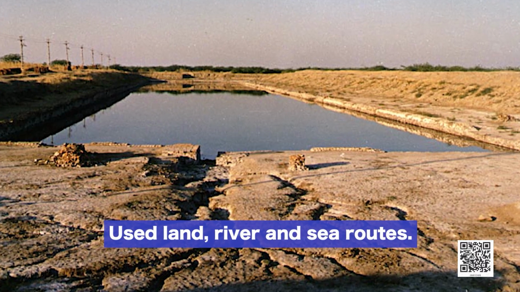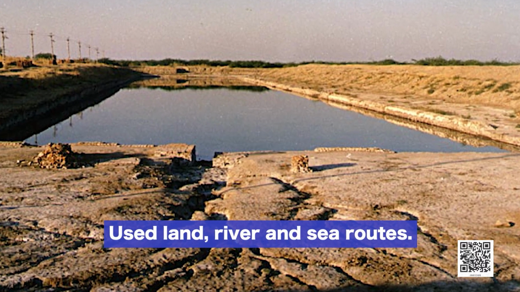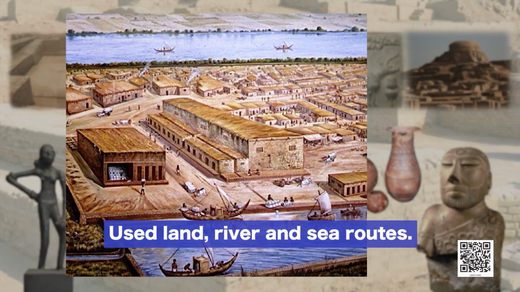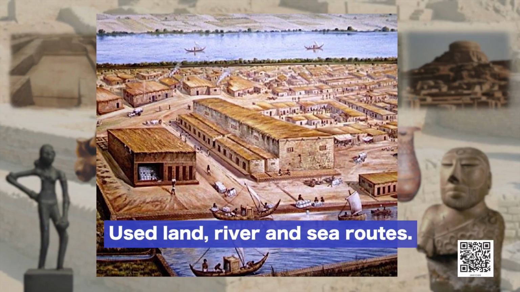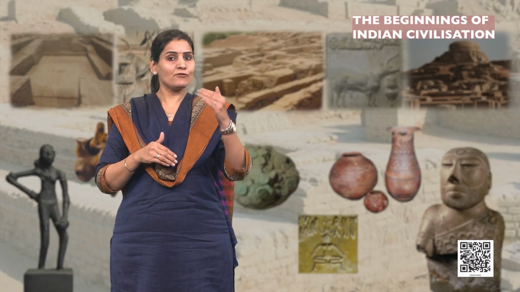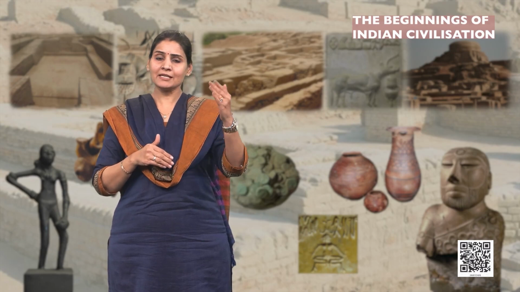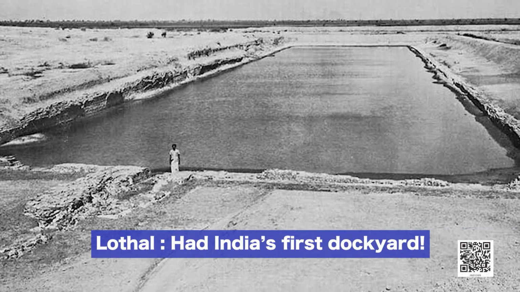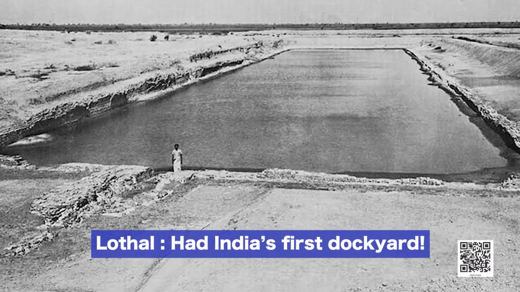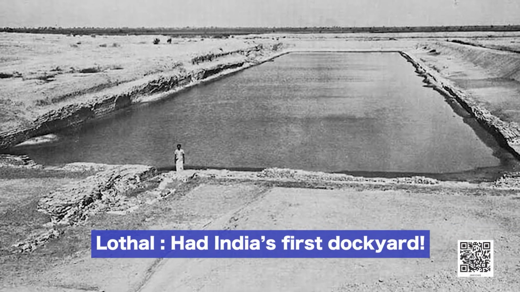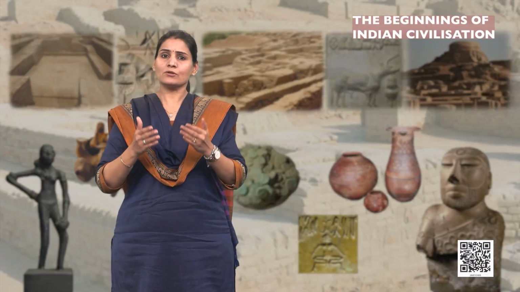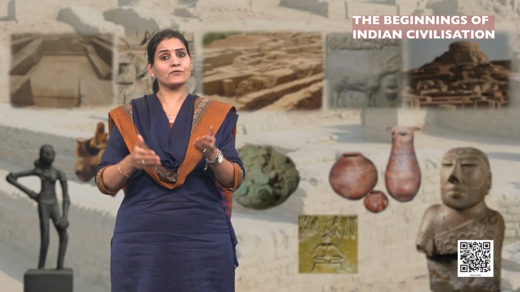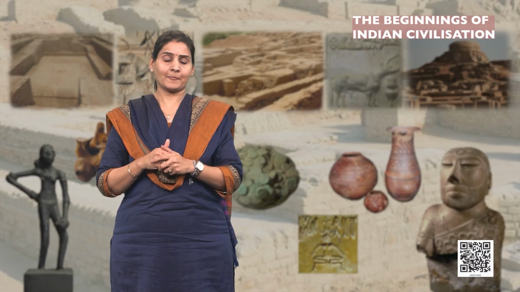They used land routes, rivers, and the sea for longer distance travel. This marks the beginning of intensive maritime activity in India. For example, Lothal had a large basin that served as a dockyard, which is in Gujarat. Thousands of small seals have also been excavated from many settlements.